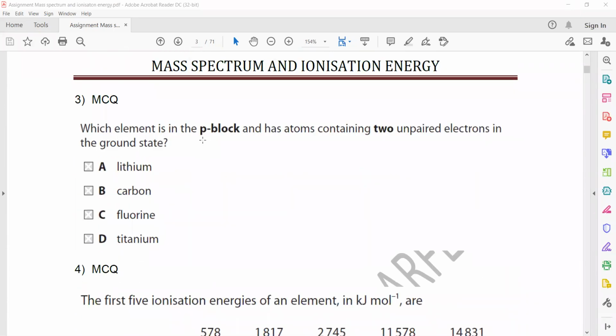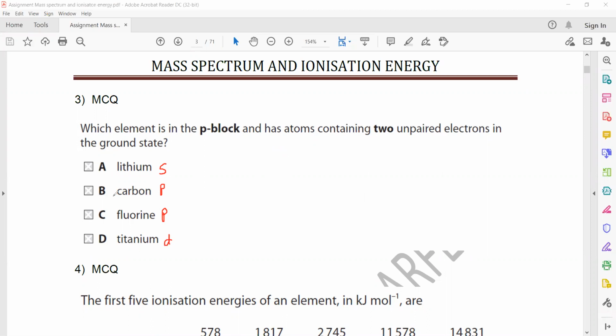In question 3, which element is in the p block and has an atom containing 2 unpaired electrons in the ground state? So when we check the periodic table for the position of these elements, lithium is an s block element, carbon is a p block element, fluorine is a p block element, and titanium is a d block element. So either B will be the answer or C will be the answer.